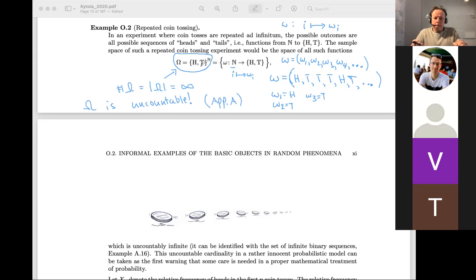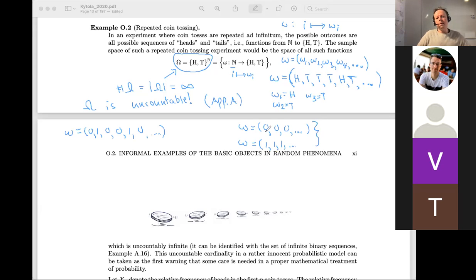Why is it not? Think about replacing H and T by zeros and ones. What does that become then? We are looking at all sequences of zeros and ones, for example. This is one sequence, and one sequence could be the set of all zeros. One sequence could be the sequence of all ones.